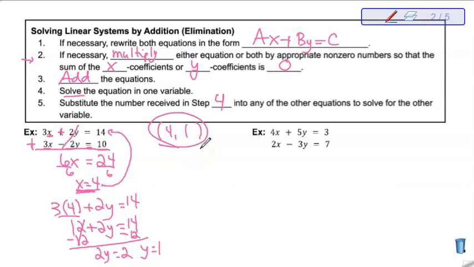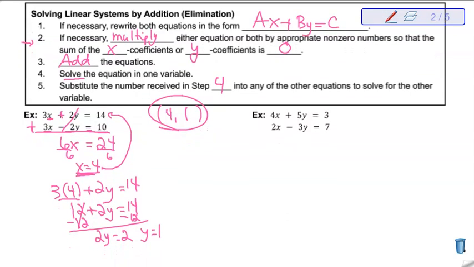Okay? Now, it's nice if we can just add them directly and something goes away, but not all the time will that happen. If I try to add these, I get 6x. If I try to add these, I get 2y. Unfortunately, neither one of those are 0. So that's where we come into play on step number 2, where we have to multiply either equation or both by an appropriate number for them to go away.